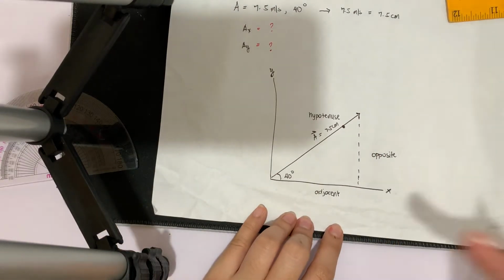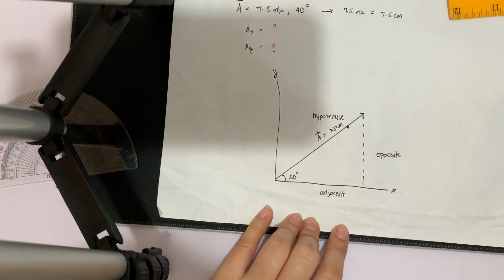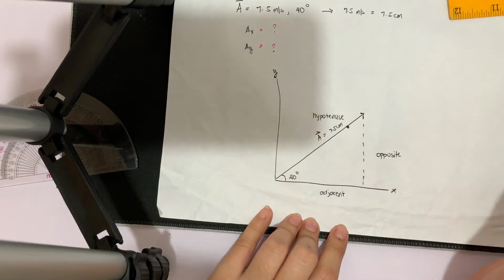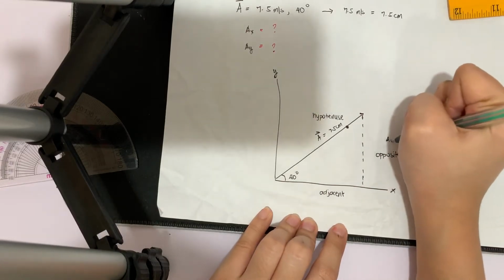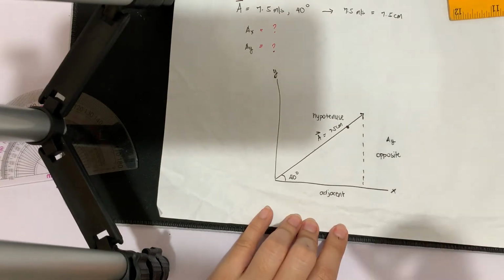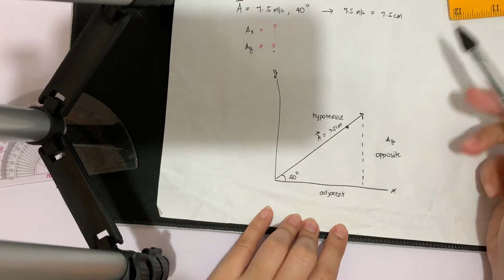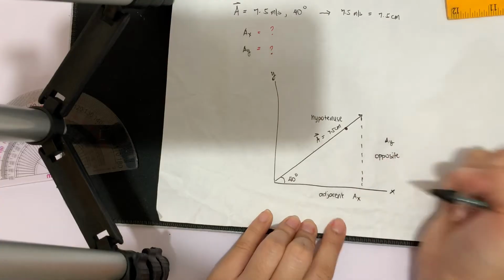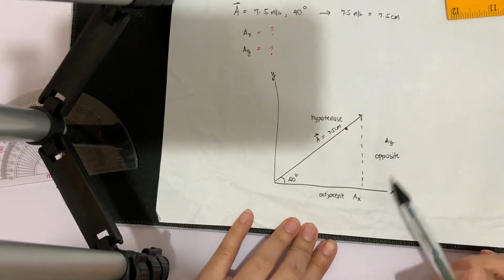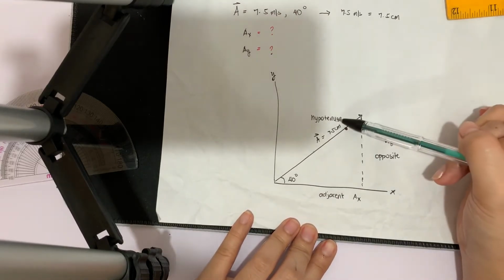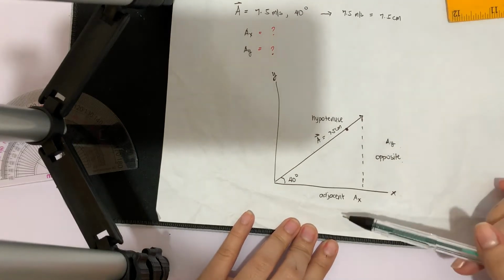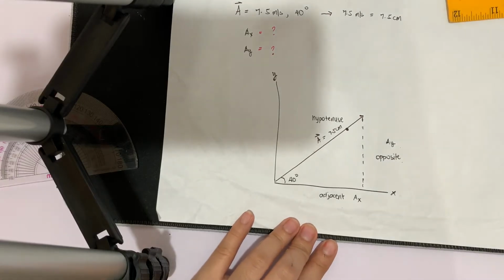Hypotenuse, opposite, and adjacent are the mathematical terms, but in physics, the hypotenuse is known as vector A, and the opposite is known as a sub y since it is lying on the y-axis. The adjacent is our a sub x since it is lying on the x-axis. So this is the physics term of our label: instead of hypotenuse, we call it vector A; instead of opposite, a sub y; instead of adjacent, a sub x.